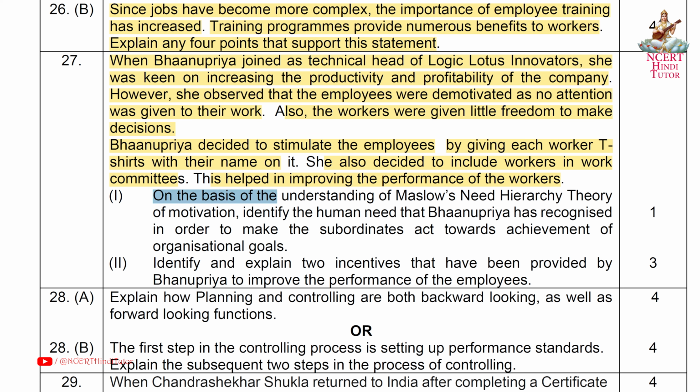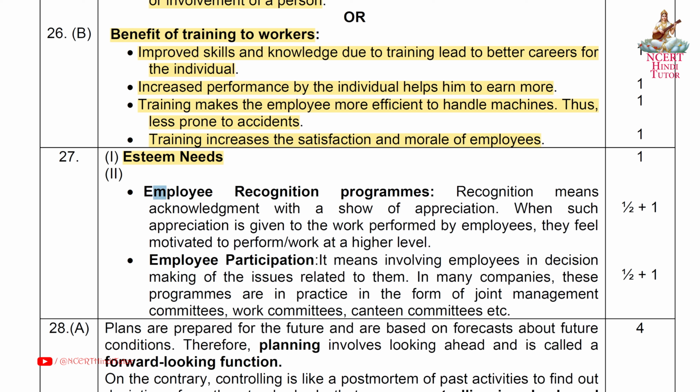First, on the basis of the understanding of Maslow's need hierarchy theory of motivation, identify the human need that Bhanupriya has recognized in order to make the subordinates act towards achievement of organizational goals. Answer: esteem needs. Second, identify and explain two incentives that have been provided by Bhanupriya to improve the performance of the employees. Answer: first, employee recognition programs.